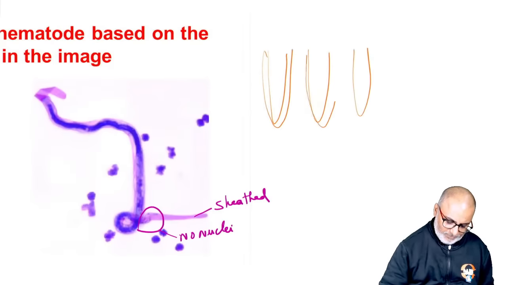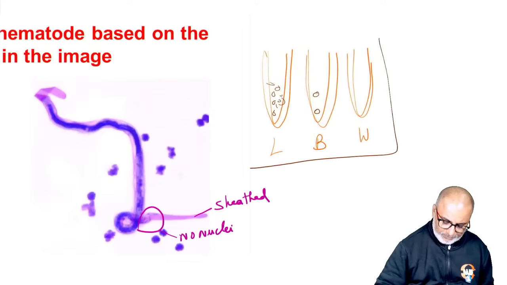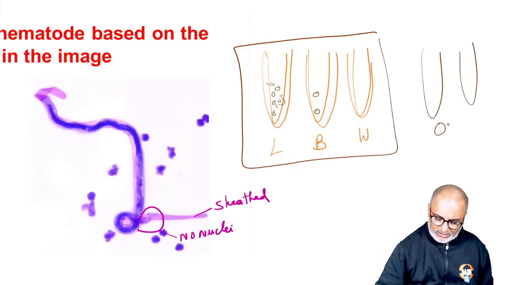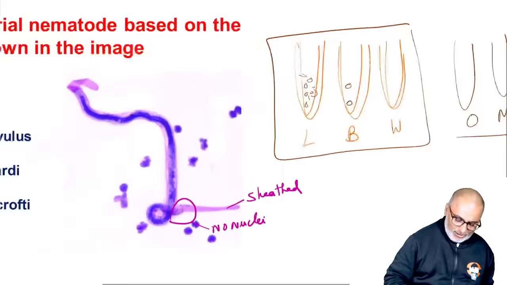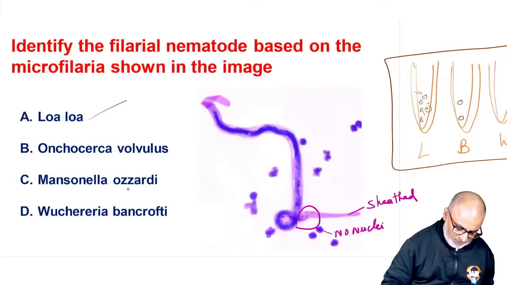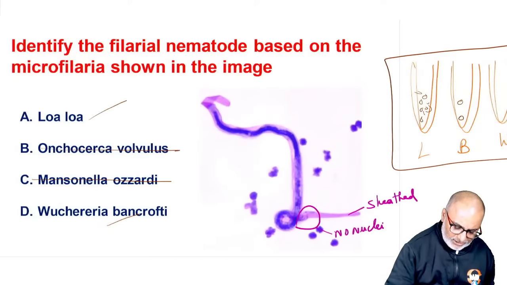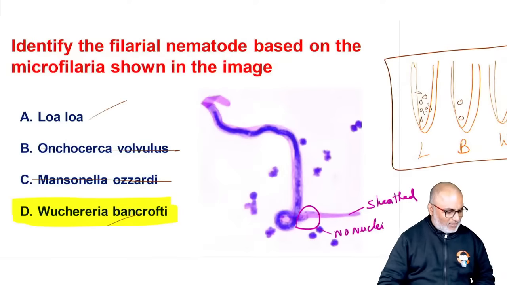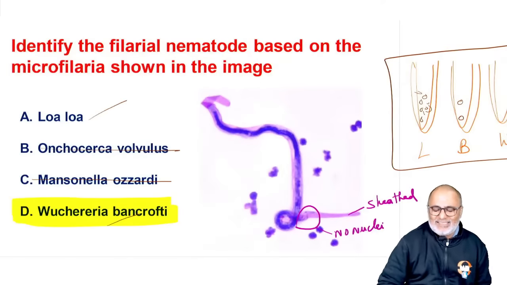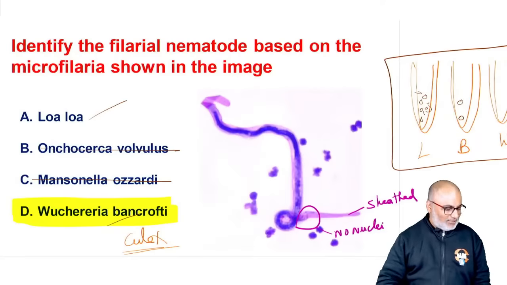Three are sheathed: Loa loa, Brugia, and Wuchereria. Loa loa, tail tip is filled with nuclei. Brugia, two nuclei. No nucleus, Wuchereria. The other two, Onchocerca and Mansonella, no sheath, no nuclei usually. LBW is the mnemonic, yes. So it is Wuchereria bancrofti, that's all. Sheathed, because Loa loa and Wuchereria are sheathed. These two are unsheathed. Loa loa is full of nuclei, tail tip free from nuclei is suggestive of Wuchereria bancrofti. It causes Bancroftian filariasis, chyluria, elephantiasis. Treatment, diethylcarbamazine. Vector, Culex mosquito. Learn a few points on it, that's all.